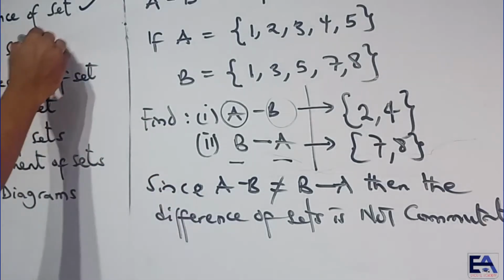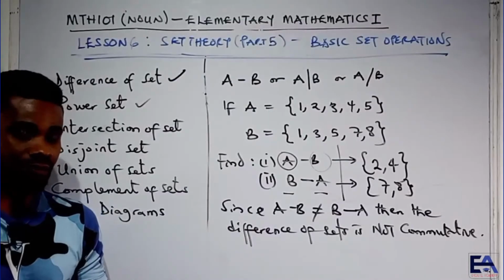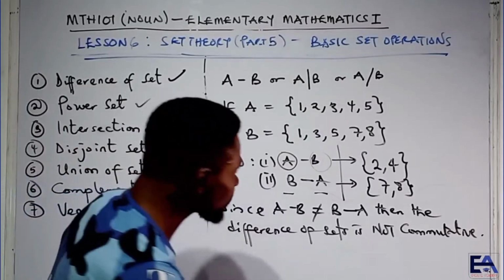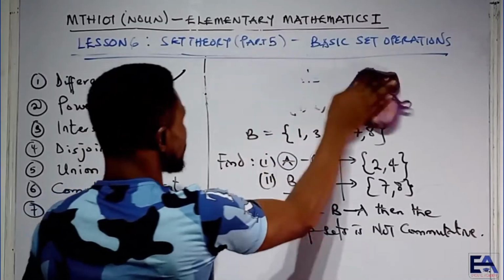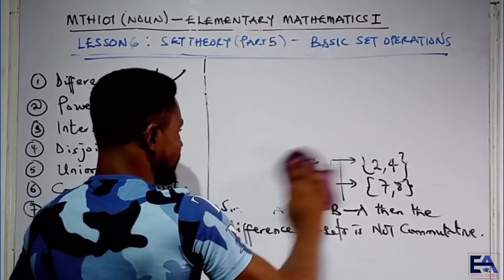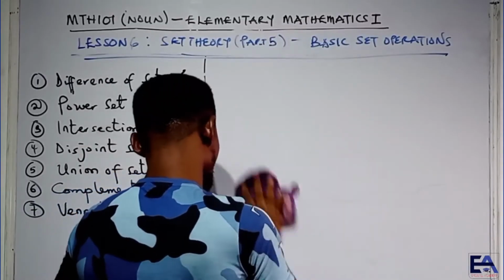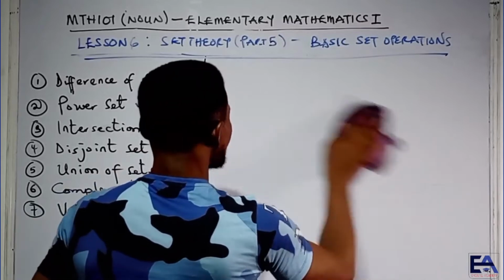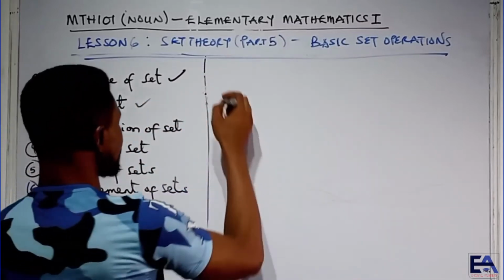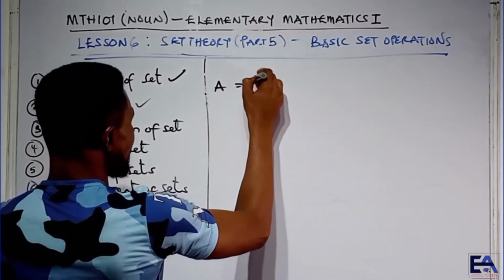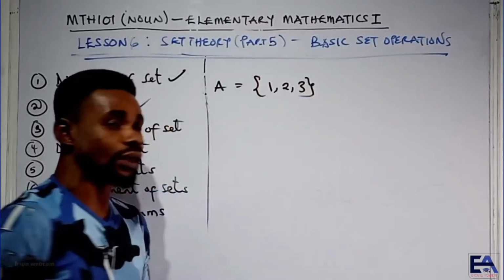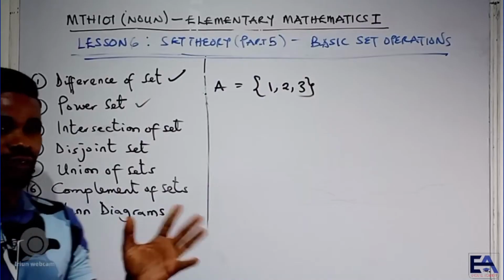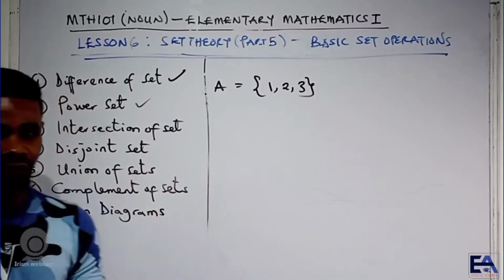Now we move on to the second one, power sets. The power set, as explained in a previous video, is the set of all the possible subsets that can be found in a given set. If I have set A and I say A is {1, 2, 3}, I'm going to repeat the same example as before, because there is something special I want to deduce from this.